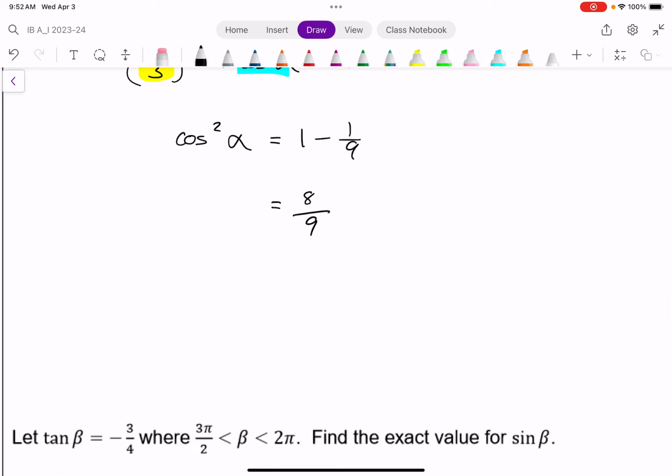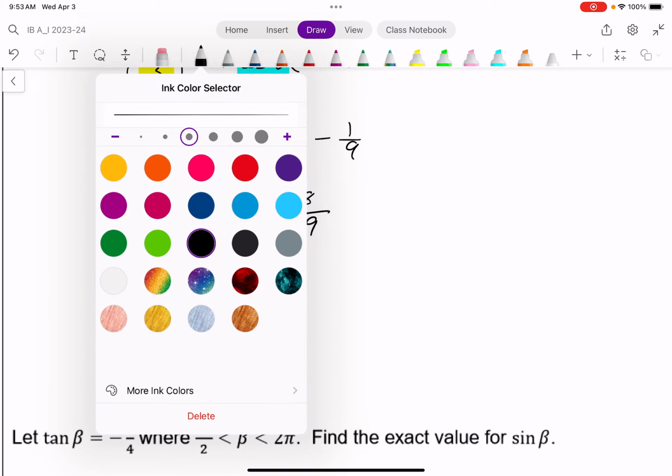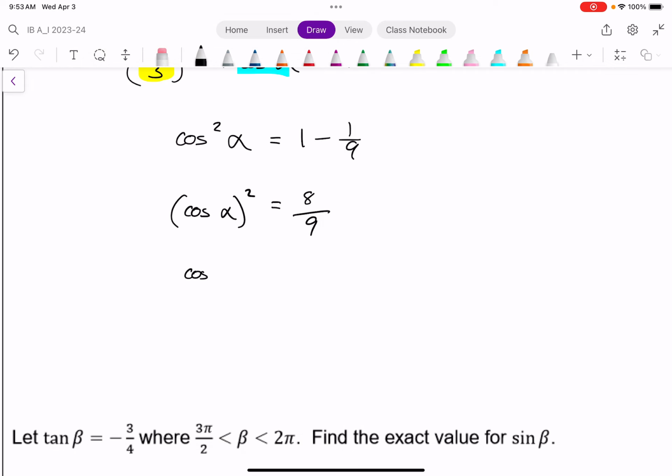And remember, the cosine squared alpha really means cosine of alpha all squared. So I want to square root both sides. And so I get the cosine of alpha, which is what I'm trying to figure out, as plus or minus the square root of 8/9. Now I want to clean this up a little bit, but please remember again, every time we solve something like this, every time we have something squared equaling a positive number over here, there's always two possibilities, the positive solution or the negative solution.